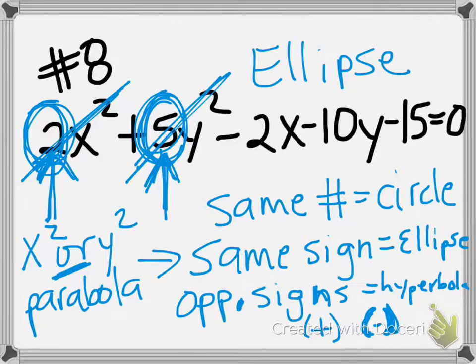So on your review, make sure you write down your options. If it's the exact same number, it's a circle. Same sign, as in both positive or both negative, is an ellipse. Opposite signs, as in one positive and one negative, is a hyperbola. And for a parabola, you only have x squared or you only have y squared, but not both. So those are the 4 options you could have. And if you write that on your review, then you'll have it so you can get the points on your final.